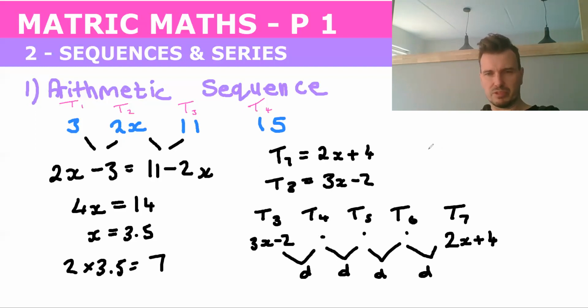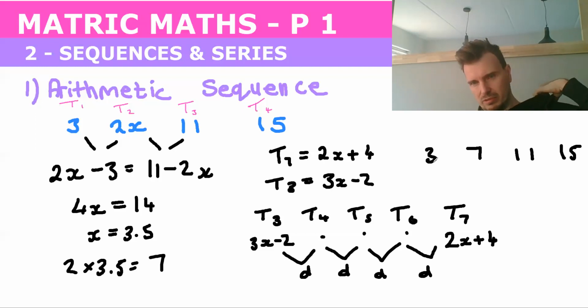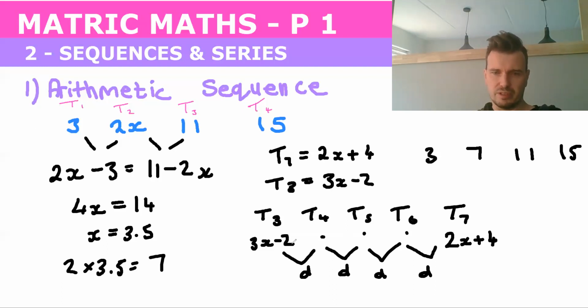So for instance, when it was 3, 7, 11, 15, you went up by 4. So 3 plus 4 is 7. And then 2 times 4 is 8, so 3 plus 8 was 11. And 3 times the difference, 3 times 4 is 12. 3 plus 12 is 15. So we basically know that from T3 to T5, there are 4 differences. So we know that 3x minus 2 plus 4 differences equals 2x plus 4.